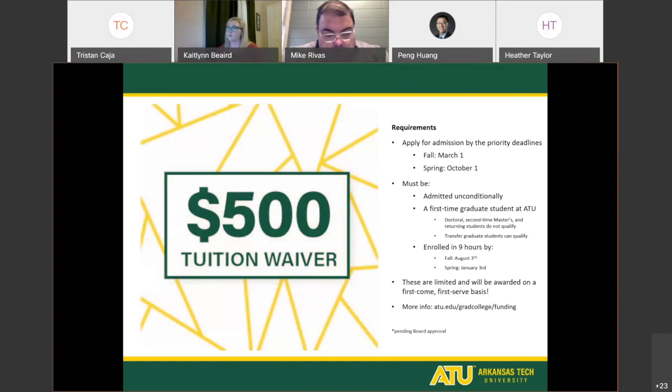These are limited, and so they're going to be awarded first come, first serve. So make sure that you're getting your application in by March 1st, and really you apply as soon as possible because we're going to award those as soon as they come in. So that's all I have for funding opportunities. Again, atu.edu/grad-college/funding.